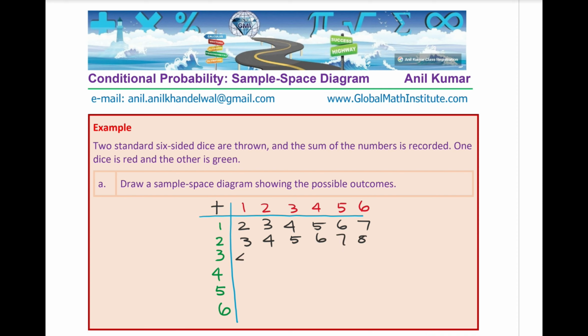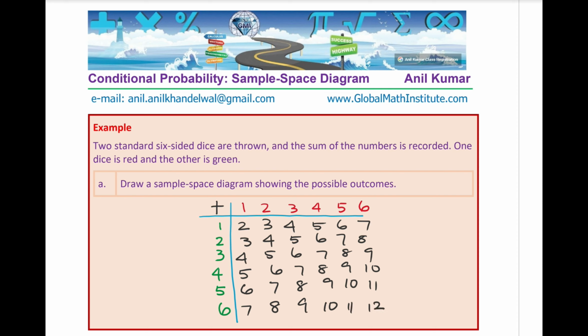Okay, 3 plus 1 is 4. So 4, 5, 6, 7, 8, 9. And here we get 4 plus 1 is 5. So 5, 6, 7, 8, 9, 10. 5 plus 1 is 6, 7, 8, 9, 10, 11. And then 7, 8, 9, 10, 11, and 12.